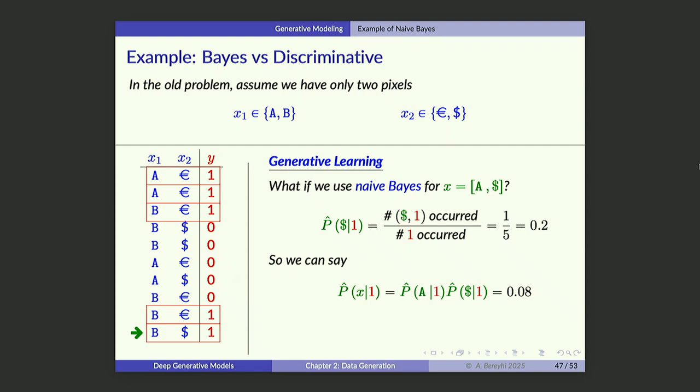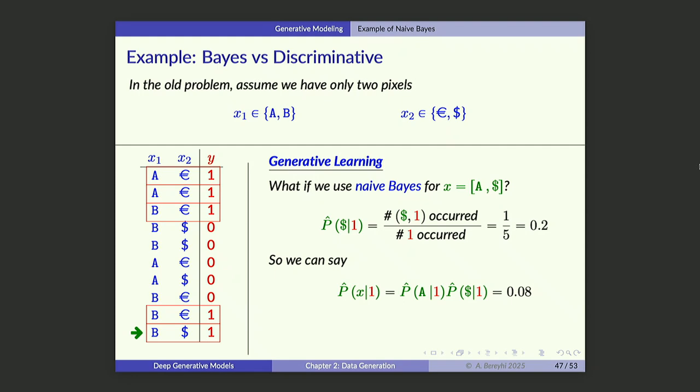And then this is going to be P of X, which is X1, X2 given Y equals 1, right? Because I assume they are independent. So this one we computed was 0.4. This is now 0.2. So it's going to be 0.08, right? This is P of A and $sign happening, assuming that you have label 1.